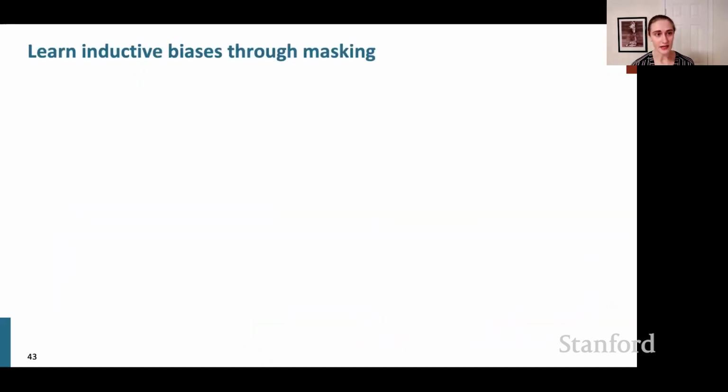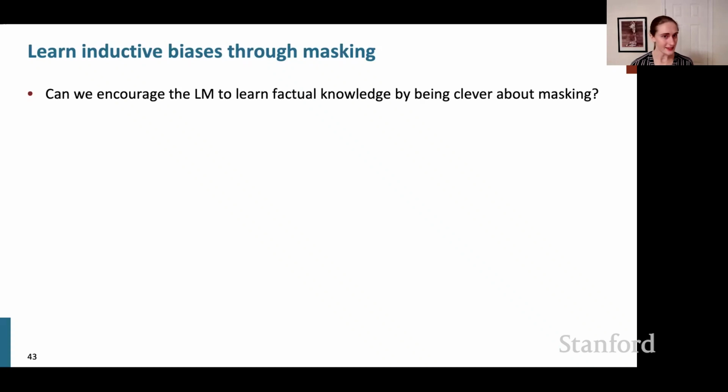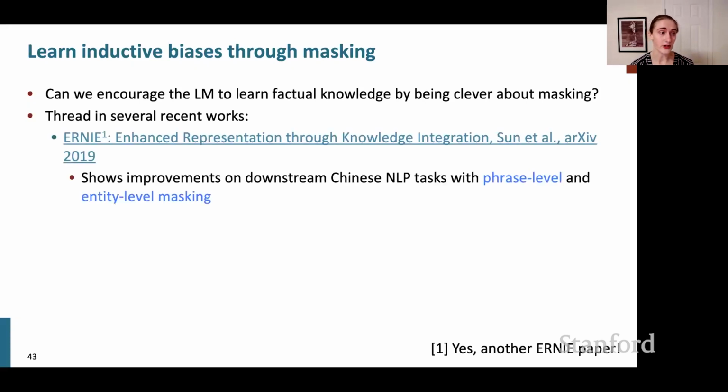So in addition to corrupting the data, we're also going to look at, can we just mask the data differently? Can we be more clever about how we do the masking? And this is a thread in several recent works. So there's actually another paper called ERNIE. So this is different than the one we talked about before. And this is enhanced representation through knowledge integration. And what they do is show improvements on downstream Chinese NLP tasks by doing phrase level and entity level masking. So instead of just masking out subwords, they're going to mask out phrases of multiple words and entities, the full phrase of an entity, which corresponds to some entity in the text that they might find with NER techniques, for example.